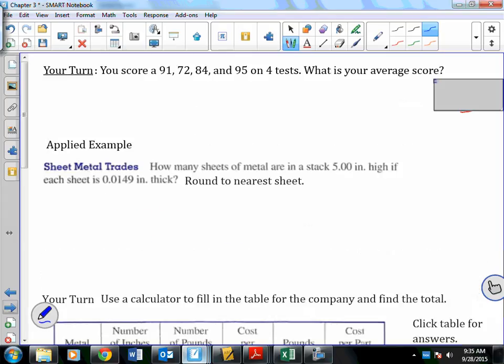For your turn, another good thing you should be able to know is find averages for tests. When you're calculating your final semester grade, your tests are averaged altogether to get your test score for the semester. So let's say you score a 91 on test 1, a 72, an 84, and a 95 on 4 tests. What would be your average score? Take maybe 2 minutes to pause this video, let everyone give this a chance. Try it on your notebook, on your note packet, and then come back after 2 minutes and everyone's had a chance to try it.